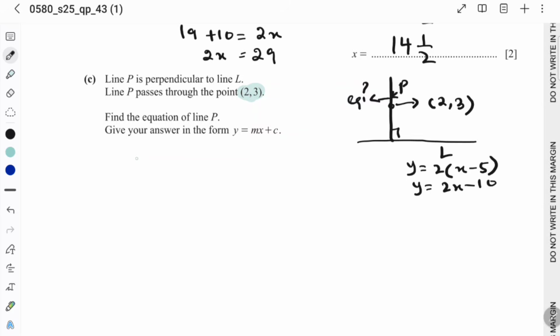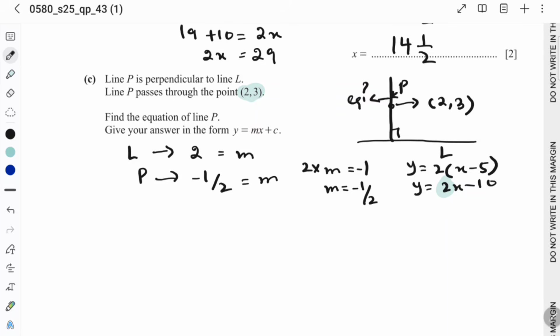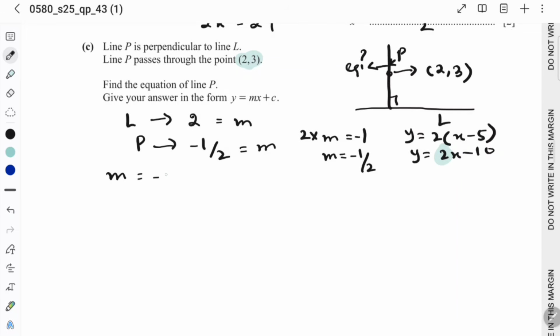Whenever you need to form the equation of a straight line, you need a gradient and a coordinate through which the required line passes. The line L has the gradient 2, so the line P will have the gradient minus half. Because m1 multiplied by m2 equals minus 1, minus half is the gradient for the perpendicular line. So m is minus half and the required line is passing through 2, 3.